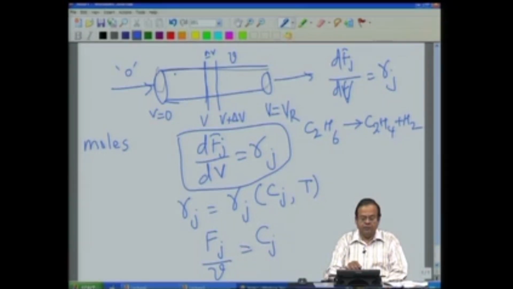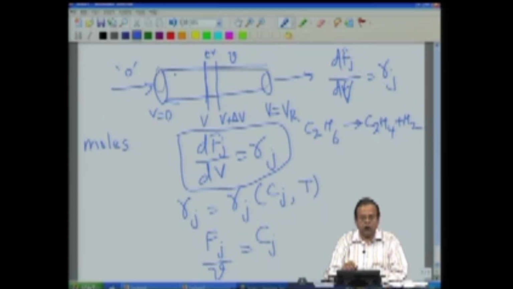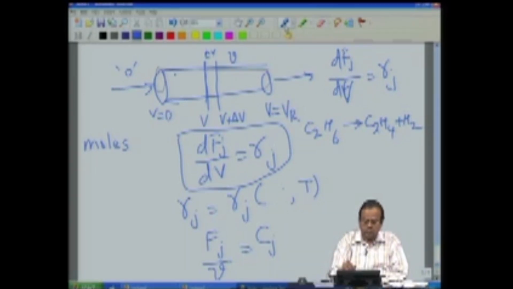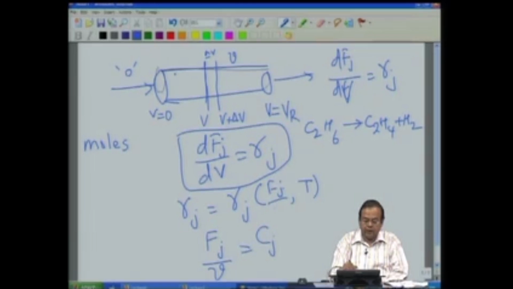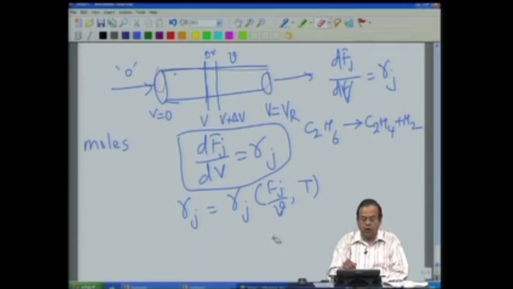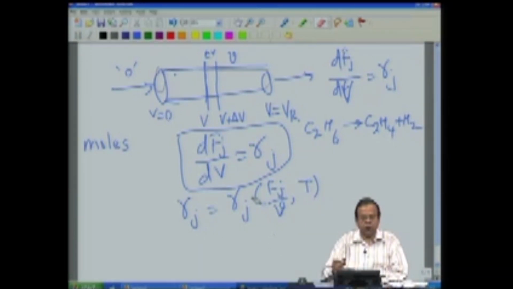So, we have dFj/dV equal to Rj, which, if we plug in for Cj, we have Fj by V, the volumetric flow rate. So, in such a case we now have mass balance equations which are consistent.